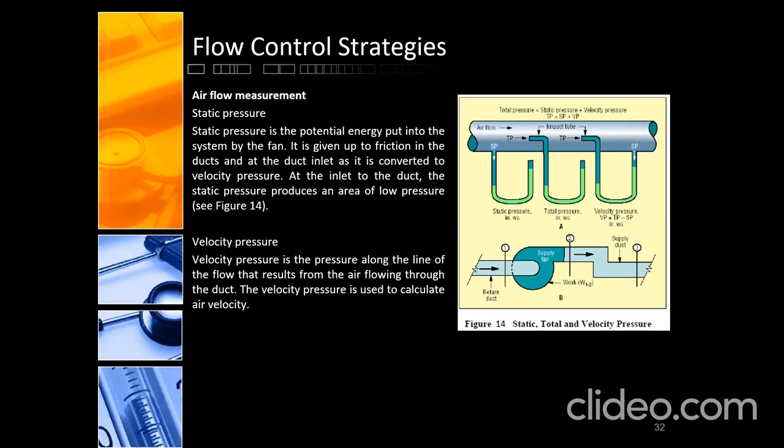Velocity pressure is the pressure along the line of flow that results from air flowing through the duct. Velocity pressure is used to calculate air velocity. So dito makuha mo yung velocity niya. But the velocity pressure is yung difference nito. Ayan, yung mga difference niya nakukuha mo.